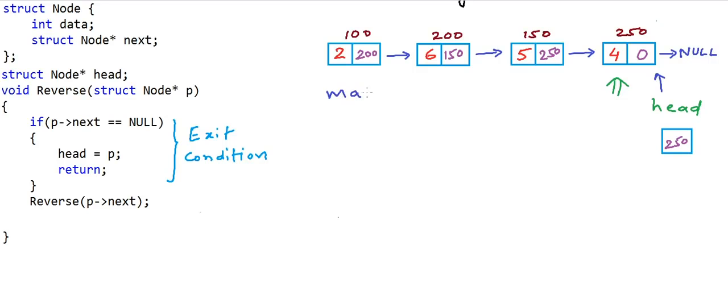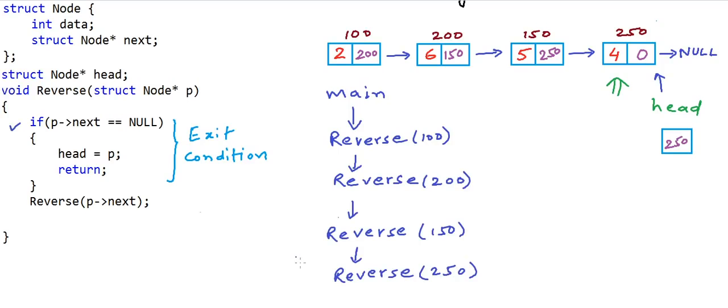From the main method we will call the reverse function, passing it the address of the head node, address 100. We will come and check this condition. If p.next is equal to null? No, it is equal to 200 for the node at address 100. So this recursion will go on till we reach this call to reverse, passing it address 250, and now we will come down, and now we have come to this exit condition, and now head will be set as p, and the list will look like this.